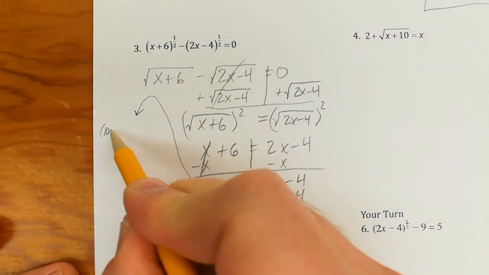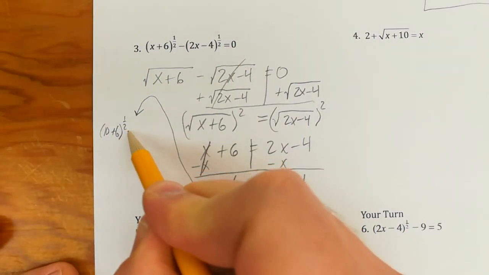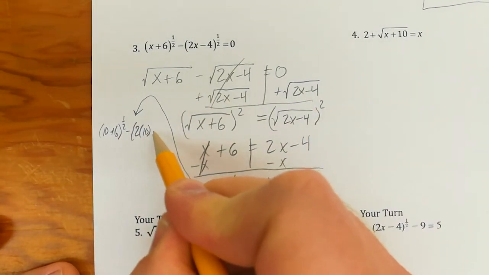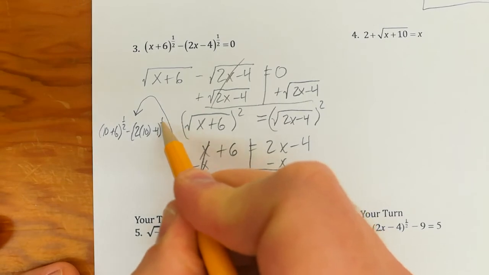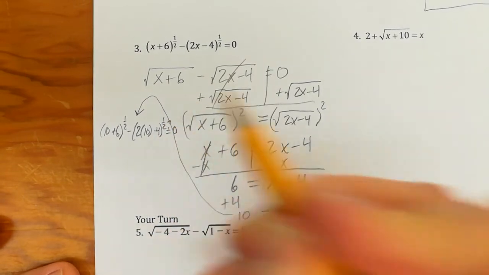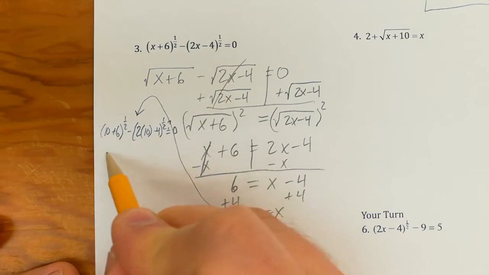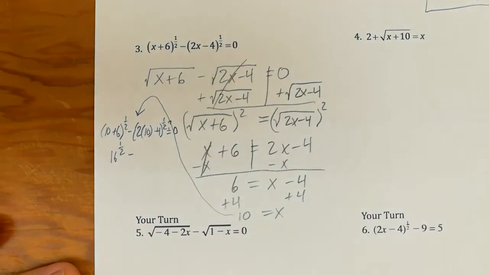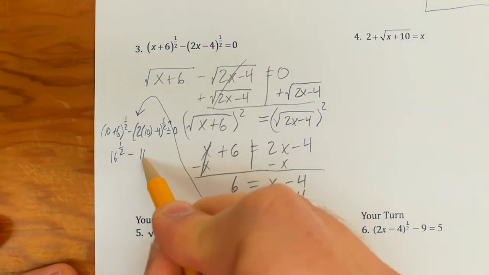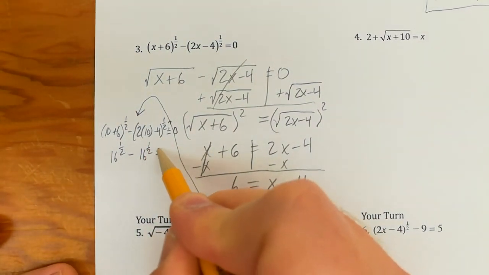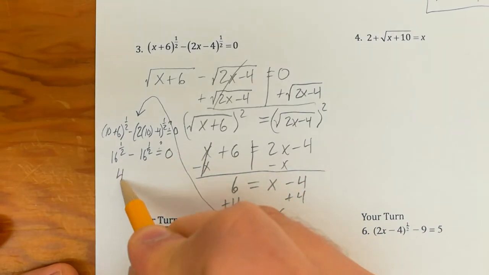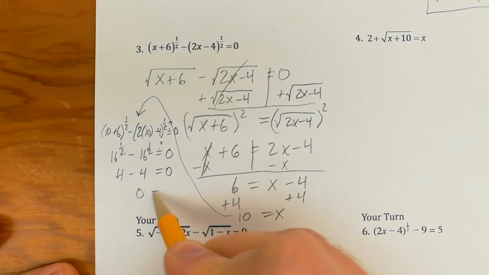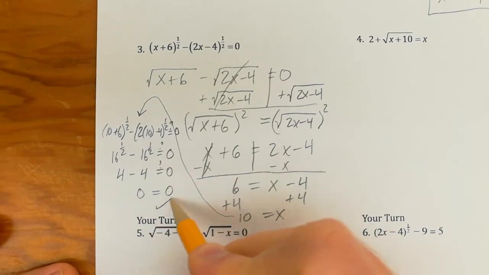So 10 plus 6 to the 1/2 minus 2 times 10 minus 4. Does that equal 0? All right, so this is going to be 16 to the 1/2, and then 2 times 10 is 20, minus 4 would be 16, so I have 16 to the 1/2. Yes, we can go ahead and take the 1/2 powers. We don't really have to do that, but either way we get 0 equals 0 there, all right?